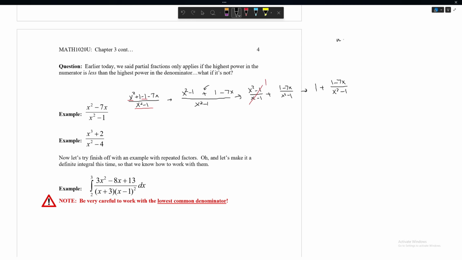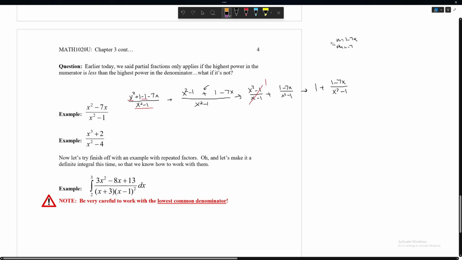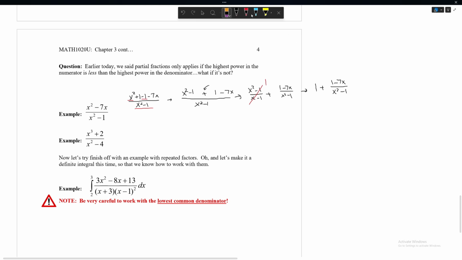Can you like do u equals 1 minus 7x? And my du will be negative 7. Yeah, that wouldn't work. Oh wait, why did I say that? Oops. What I meant to do is do u equals x squared minus 2. And my du, yeah, that wouldn't work. So you could do partials here.